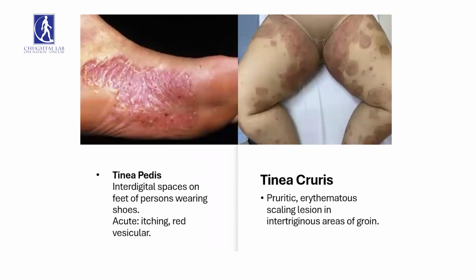simple examination. Other common presentations include tinea pedis or athlete's foot. It can involve the interdigital spaces or the lateral aspect of the foot as well if the condition is left untreated, and it presents as acute itching and a red vesicular rash. And second, another common presentation is tinea cruris, that is the infection of the intertriginous area of the groin, and it also presents as a pruritic erythematous scaling lesion.